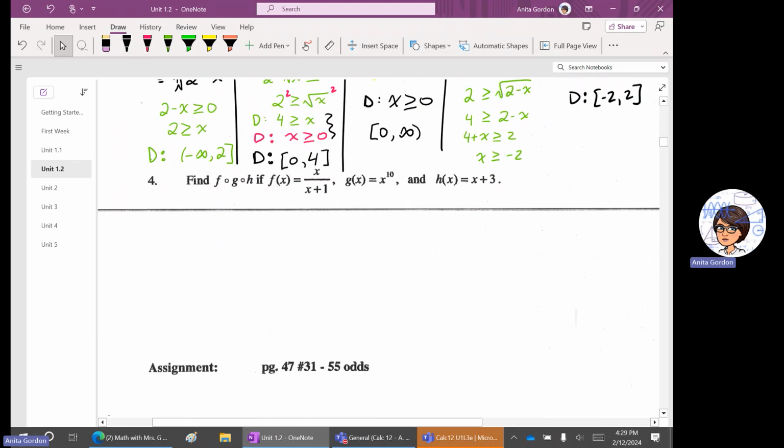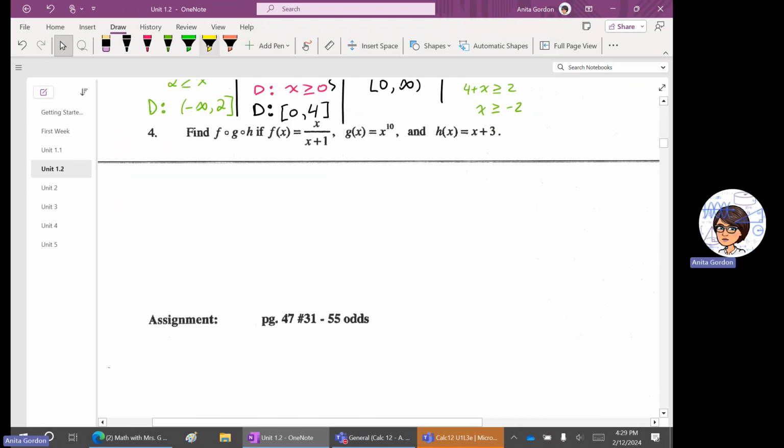And for our last example, we have a triple composition. So f is given by x over 1 plus x, or sorry, x plus 1. Either way, it ends up the same. G is given as x to the power 10. And lastly, h is given by x plus 3. So we're going to start on the outside and work our way inside.